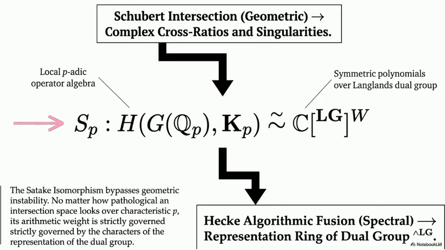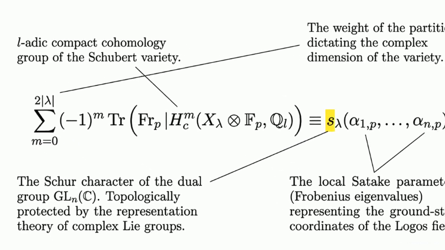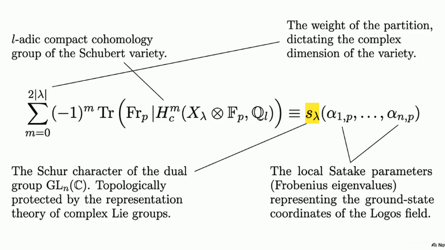The Satake isomorphism linearizes the problem. It maps the local p-adic operator algebras directly to symmetric polynomials, ensuring the results are governed by the characters of the dual group rather than the shape of a variety. The Hecke-Schubert trace identity makes this explicit, equating the counting of discrete rational points with a spectral trace. The result is exactly the Schur character of the dual group, locking the intersection count to an invariant across arbitrary fields.